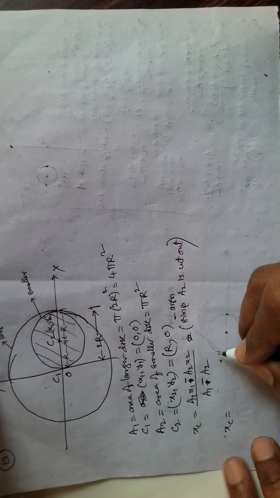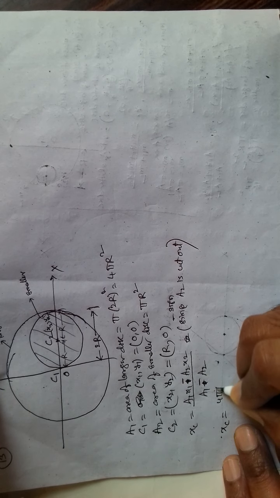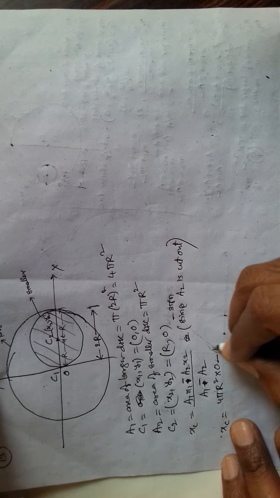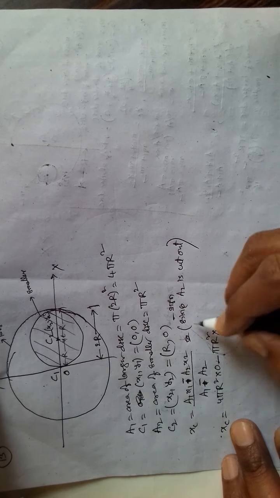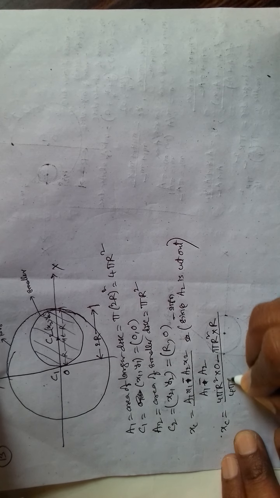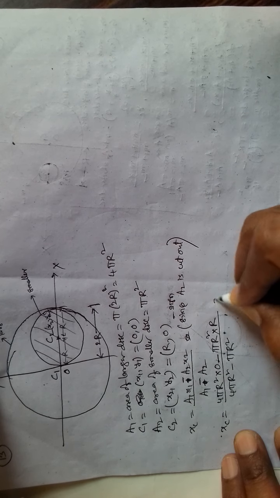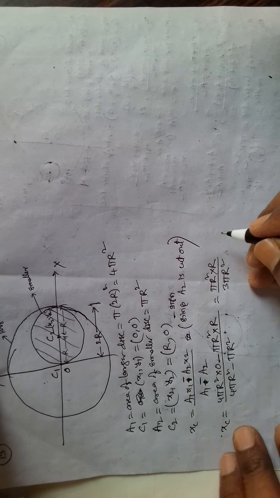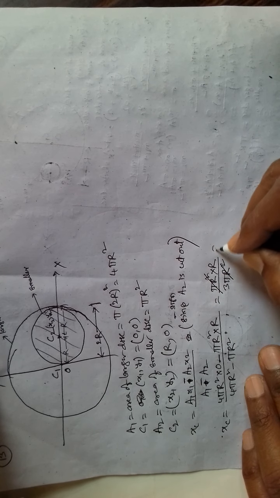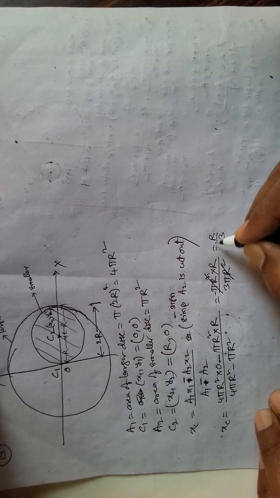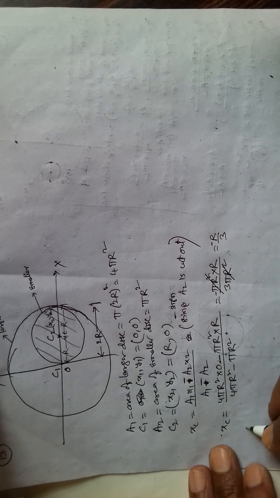Xc is equal to 4 pi r square, x1 0, a2 pi r square, x2 r, by a1 minus a2, pi r square. This is 0. Pi r square into r by 3 pi r square. Pi r square, pi r square, r by 3, here minus sign, here minus sign.